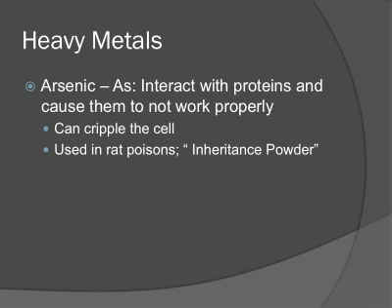Another heavy metal is arsenic. This actually interacts with the proteins in your body, and it causes them to not work properly. If the proteins in your body are not working properly, your cells lose all their structure. And so if your cells don't have the correct structure, then you start to become really weak. Your systems start to become damaged, and your cells aren't working properly. And so this is actually what we use in rat poisons.